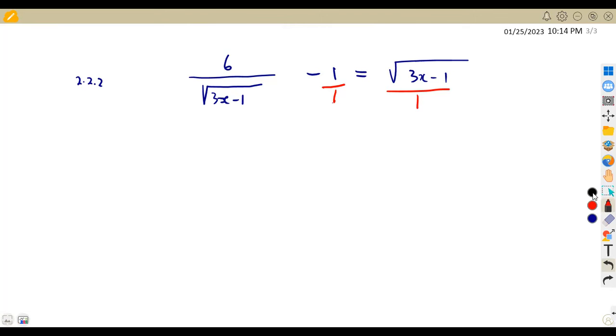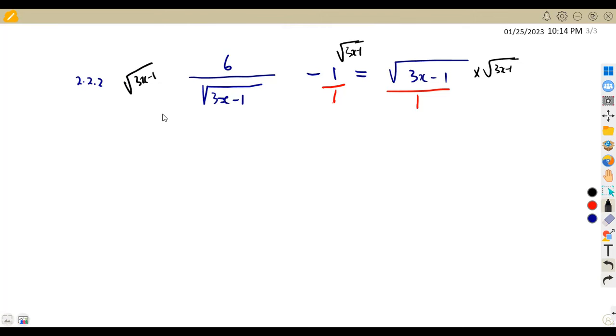So what is the LCD, or the LCM, of this? That is the square root of 3x minus 1. So this is just 1, this is that. So the square root of 3x minus 1 has to be multiplied. You have to multiply each and every term by that number.